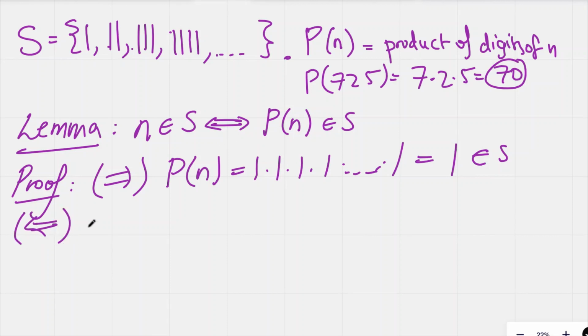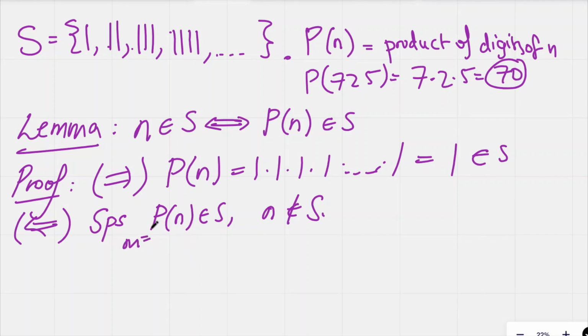The reverse direction requires a little bit more work, so we're going to suppose that p of n is in S, but n isn't in S. So suppose, for contradiction, that p of n is in S, but n is not in S, and we want to show that this gives us a contradiction. Okay, well, p of n is in S, so we're just going to call p of n, whatever number it is, m.